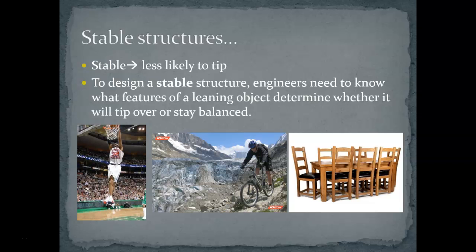And so the first thing is a stable structure. A stable structure is something that is less likely to tip. And so we want to design structures to be stable. Engineers need to know what features of an object determine whether it will tip over or stay balanced. And so this is what we're looking at today, making sure we know how structures stay stable.